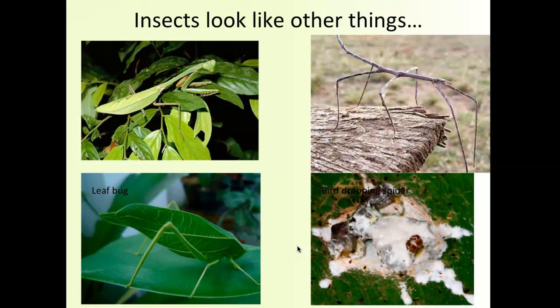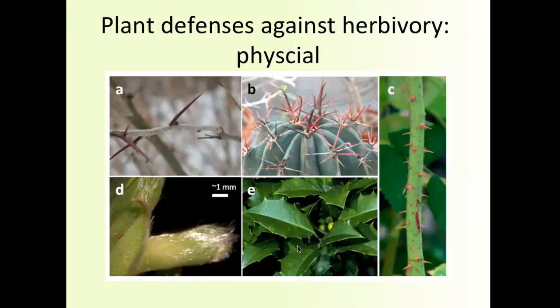But how about plants? How do plants avoid herbivory? So defenses that plants have, there's many, and these are the obvious physical ones: thorns, spines, prickly parts, things that hurt the animal or the herbivore when they're getting eaten.